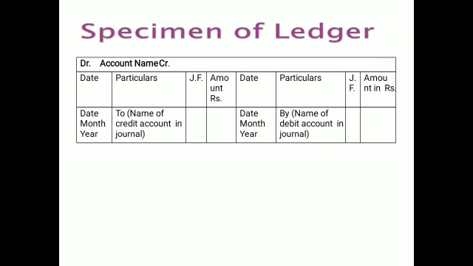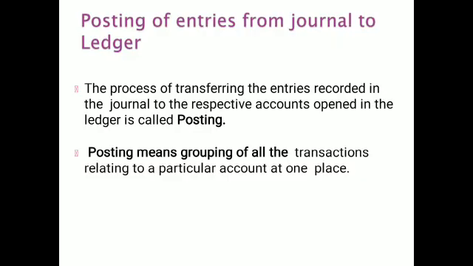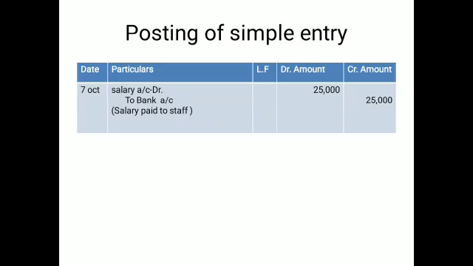So you have to pass every account in this manner. Now, the posting of the entries from journal to the ledger. This process of transferring the entries first recorded in the journal and then shifting them to the ledger is called posting. Posting means grouping all the transactions related to one particular account in one place, like the RAM account, where all the RAM entries will be placed in one account.